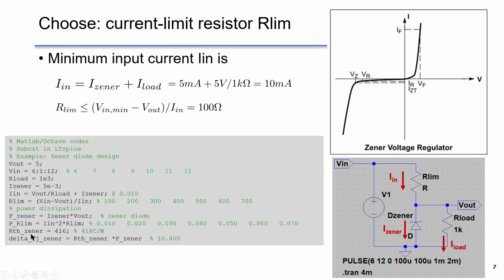From the datasheet, we know that the thermal resistance of the Zener is 416 degrees C per watt. Therefore, according to the power dissipation of 25 milliwatt, we found that the temperature rise of the Zener is about 10 degrees C, which is acceptable.